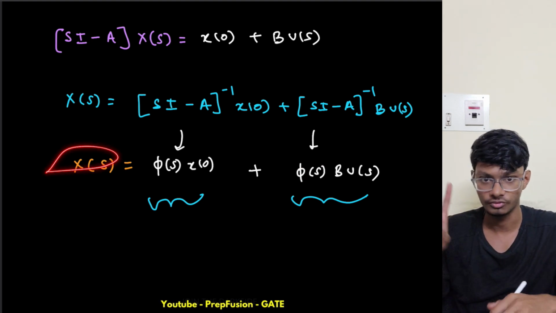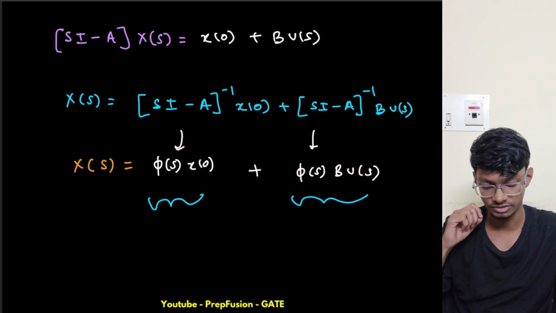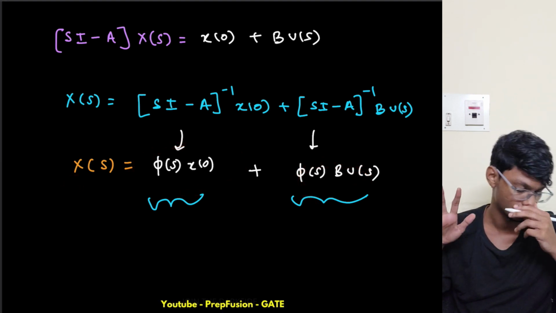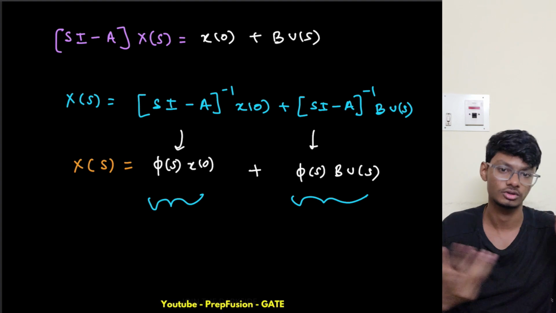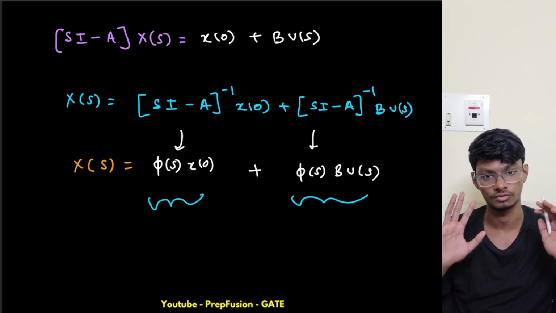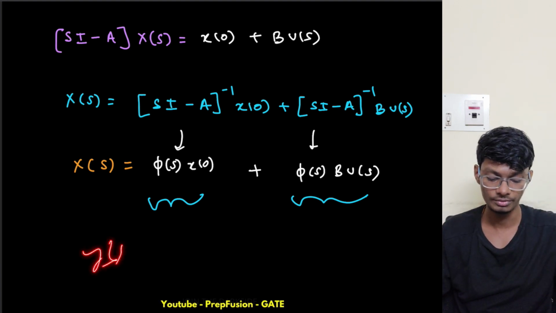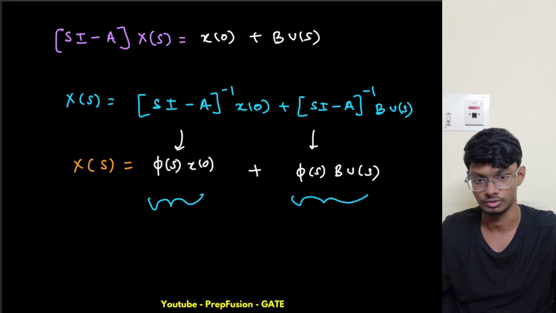Because this is not the response, y of s is the response, but still, food for thought, this is the main thing. I will put the value of x of s in the equation, c times this one, which will be y of s only, because d in most of the cases is equal to 0. So in y of s I will put c times this, so this is my response.